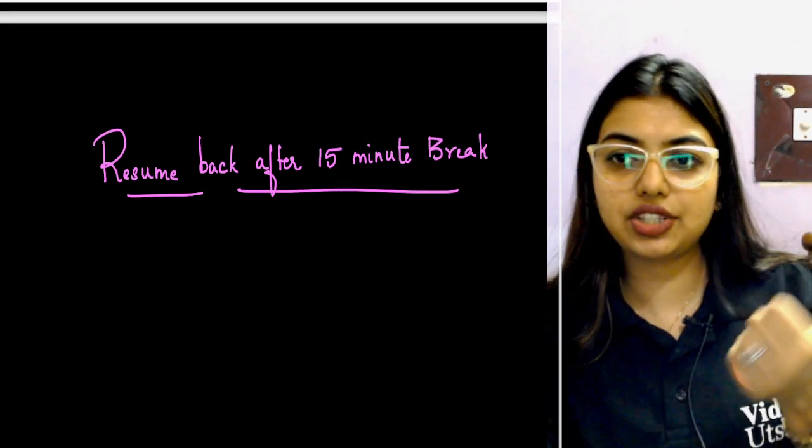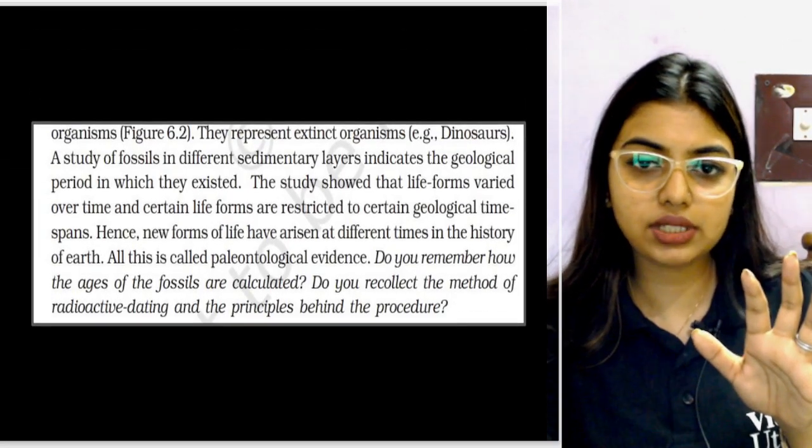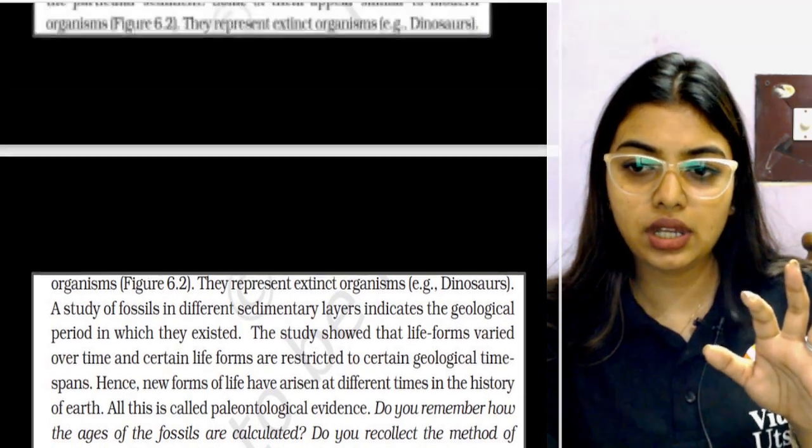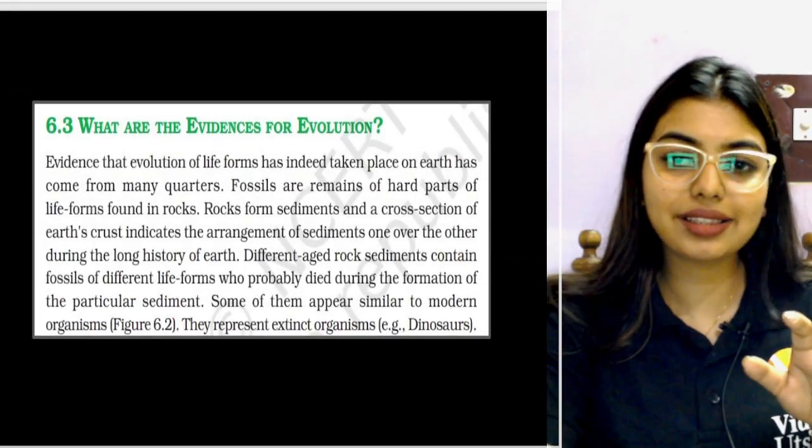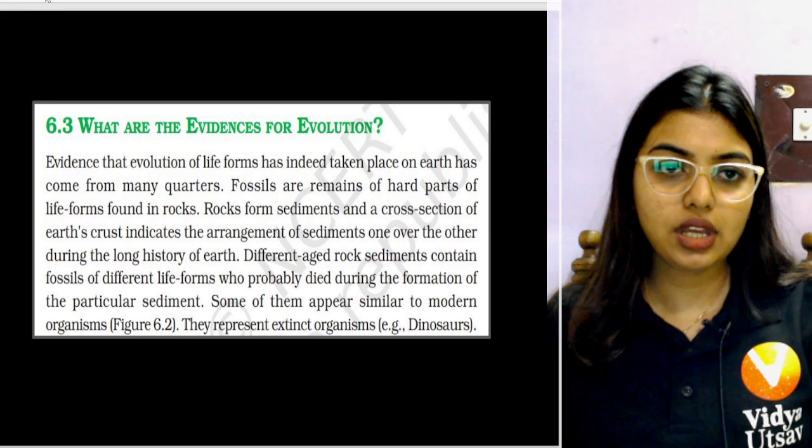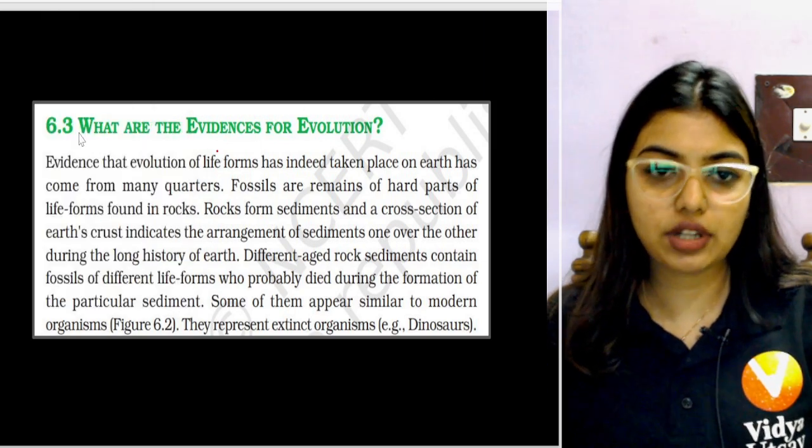So natural selection is clear, no? I also told you how the selection happened. Now we will do one more small portion. What are the evidences for evolution?